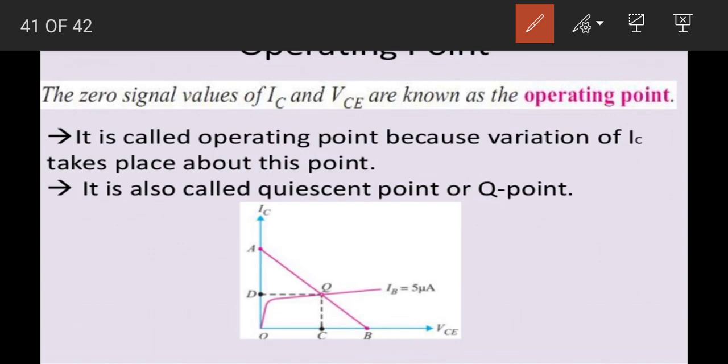Any query regarding this? IB is equal to 5 microampere. These are the values for this point.